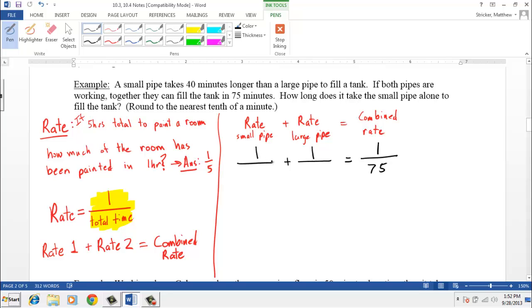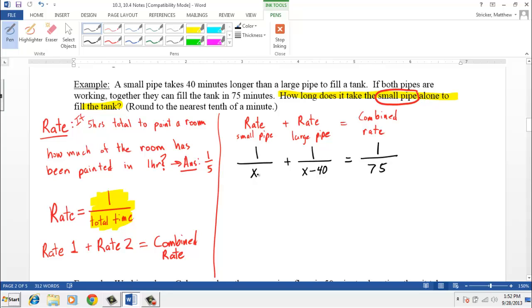So the question comes, since we don't know either one, how are we going to use one variable to define both unknowns? Well, we should probably let x be the variable that we're solving for. When it says how long does it take the small pipe to fill the tank, we're looking for the time of the small pipe. So I would think it would be best to let x be here. And since the smaller pipe takes 40 minutes longer by itself, then the larger pipe's time is not x plus 40, but x minus 40.